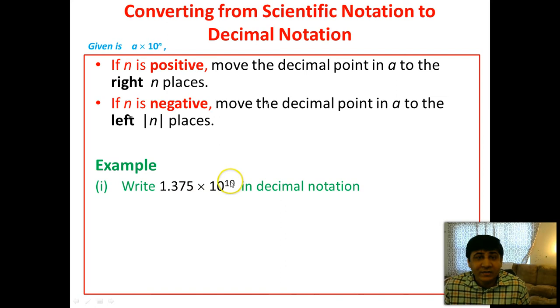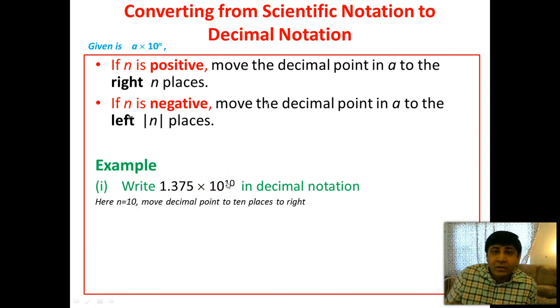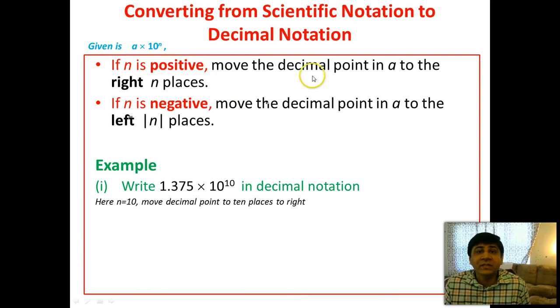Okay, so what is n? n is positive here. Now what our rule says is to move the decimal point in a, which is this one, 1.375, right n places. So we have to move this decimal 10 places to the right. So right is this side. Okay, so let's do that.